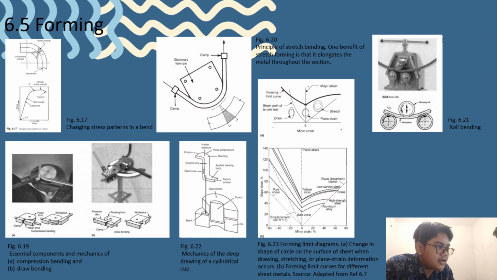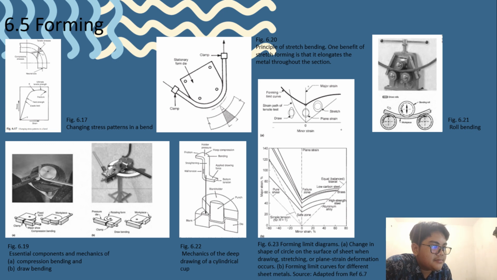Methods to overcome or counteract the effect of spring back are overbending, bottoming, or setting, and stretch bending. Figure 6.18 is the same as the first figure in 6.17. Then we got figure 6.19. In 6.19, the essential components and mechanics: A is compression bending and B is draw bending.